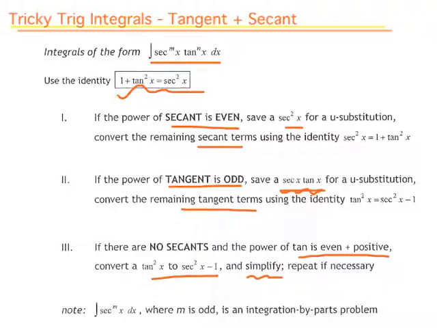For our purposes, if we have secant to a power alone, it's an integration by parts problem. It's a quirky integration by parts problem. We are not going to cover that before the AP exam.